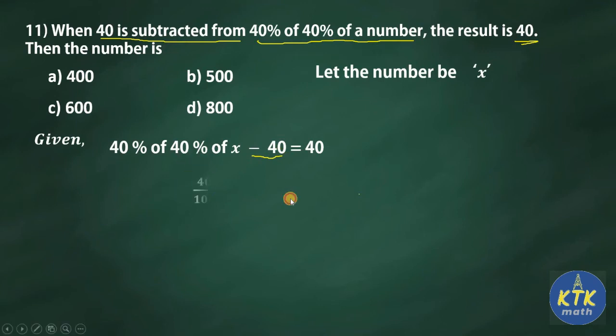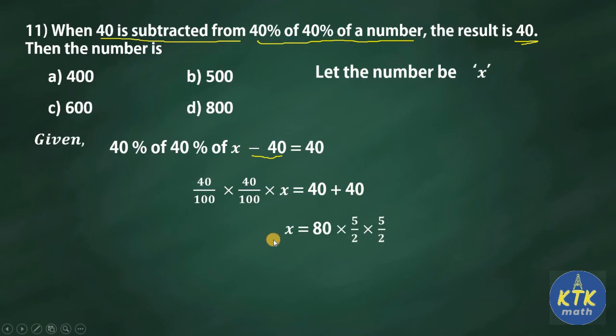Now rewrite all this: 40% of x is 40 by 100 times x. This minus 40 I am transferring to the right side, so it will become plus 40. Now you can cancel all this. On the left side itself I can cancel. What will you get here? 2 times and 5 times, that is, in the 20 table I am cancelling. Here also you will get 2 and 5.